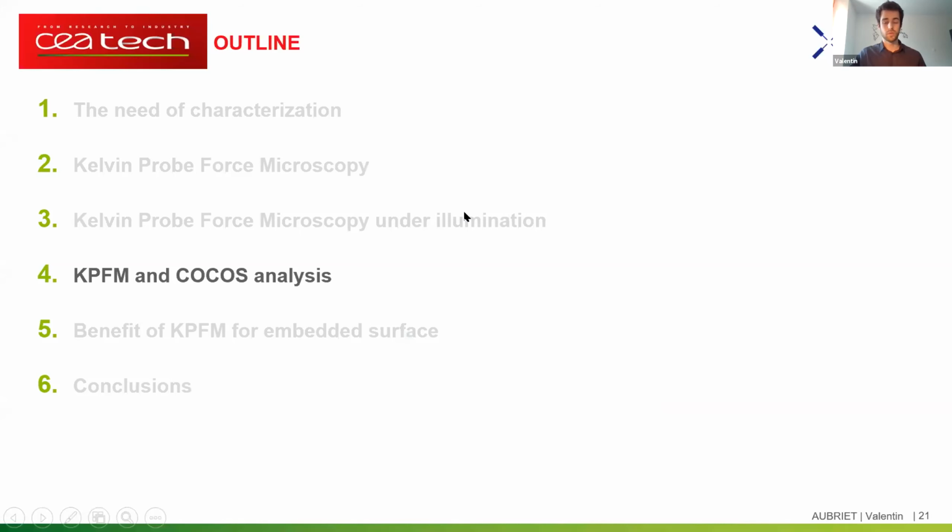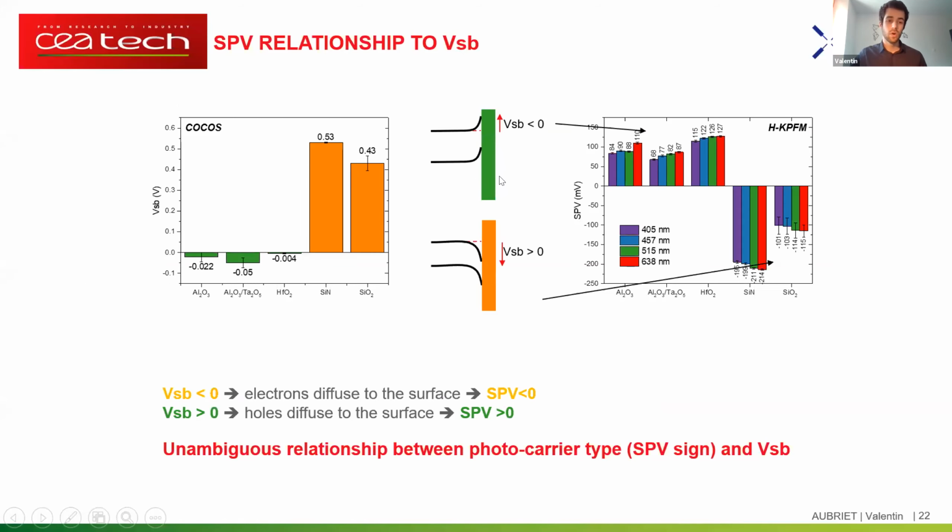So now let's talk about the results. On the left, we have the potential barrier probed by the COCOS measurement for the passivation layers. And as you can see, we mainly have two regimes. We can have a negative or positive surface barrier, which means that in this case, we have upward band bending. And for the silicon nitride and silicon oxide, we have a downward band bending.